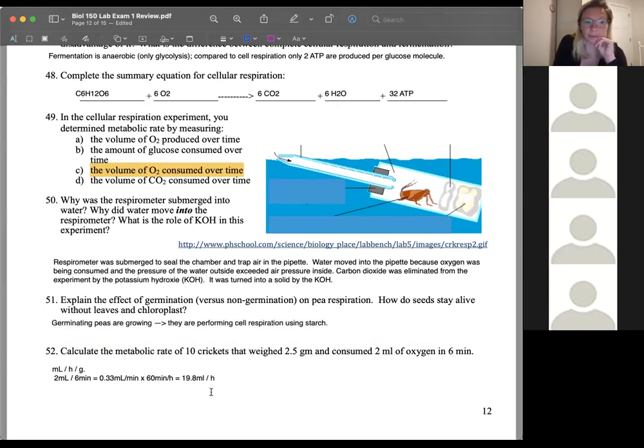And now we have to just divide this by our mass, which is 2.5. Right, divide that by 2.5 grams. And yes, that's going to give us 7.92. It's fine if you round it differently and you got 8, like a round number like 8 mils. That's all right too. So 7.92 mils per hour per gram of weight.